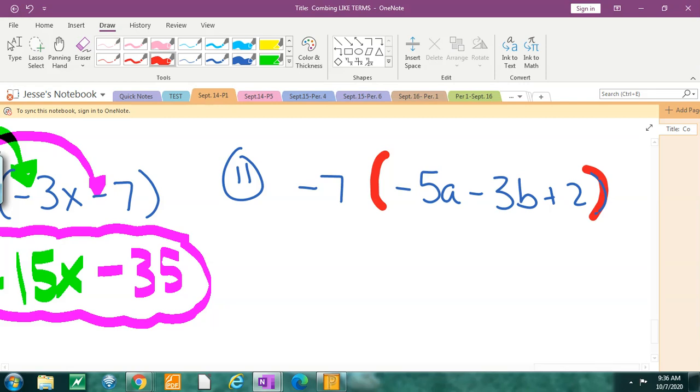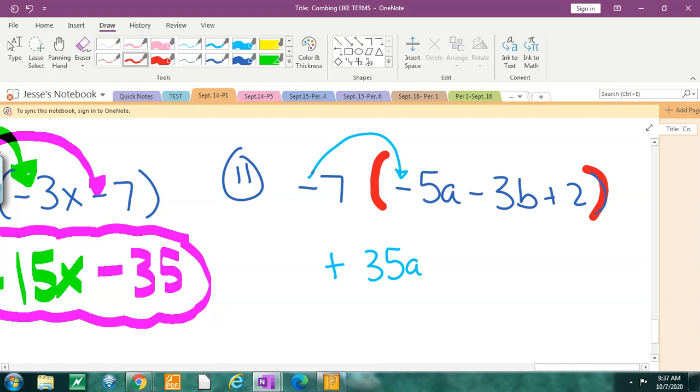So what am I going to do? I'm going to go ahead and get a color. Sorry. And I'm going to do the arrows. Negative 7, negative times negative. You see that? So now I know that's positive. And then 7 times 5 is 35a. See that? That's why, if you do that, make sure you go to the arrow.